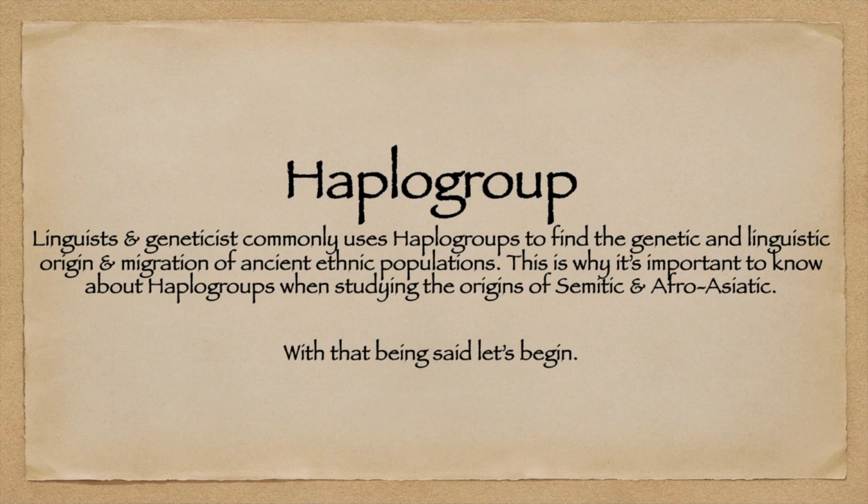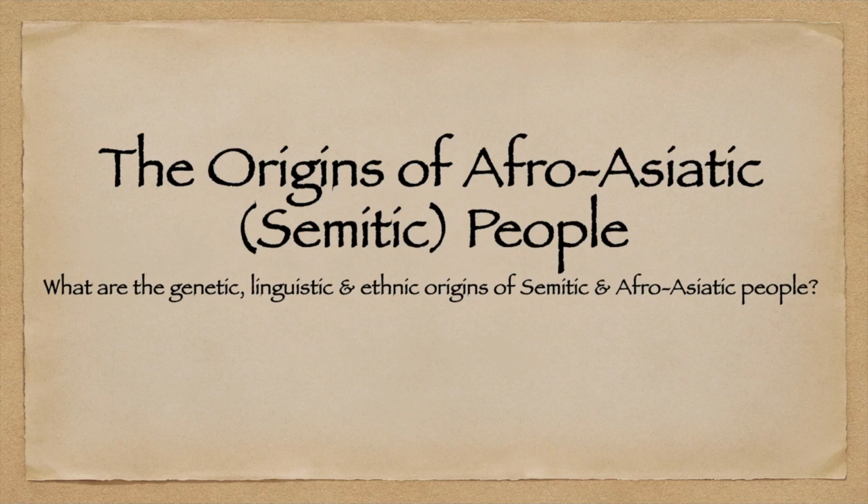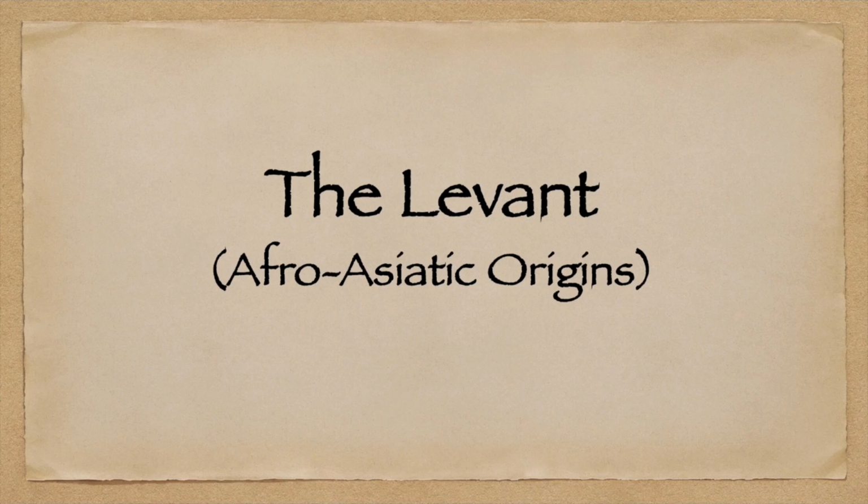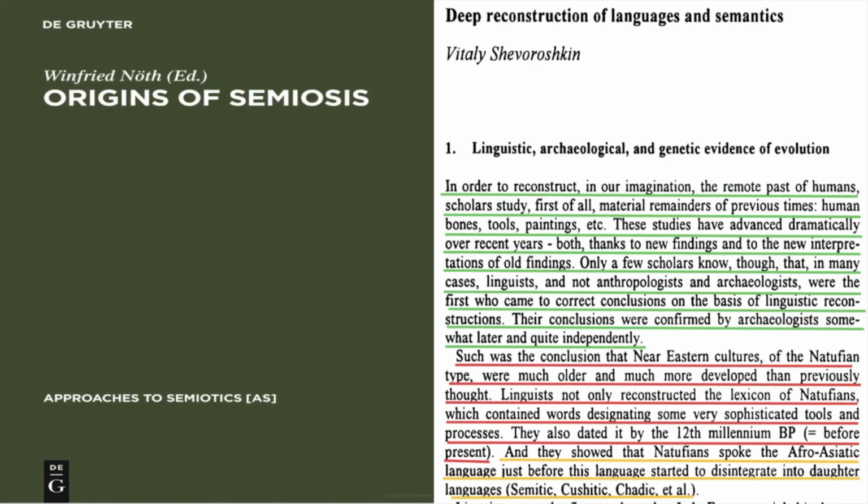So, linguists and geneticists commonly use haplogroups to find the genetic and linguistic origins and migrations of ancient ethnic populations. This is why it's important to know about haplogroups when studying the origins of Semitic and Afro-Asiatic. With that being said, let's begin. So, the origins of Afro-Asiatic and Semitic people. What are the genetic, linguistic, and ethnic origins of Semites and Afro-Asiatic? The final theory for the origin of Semites and Afro-Asiatic is the Levant, or Israel. So let's look at the Levant origins of Afro-Asiatics.